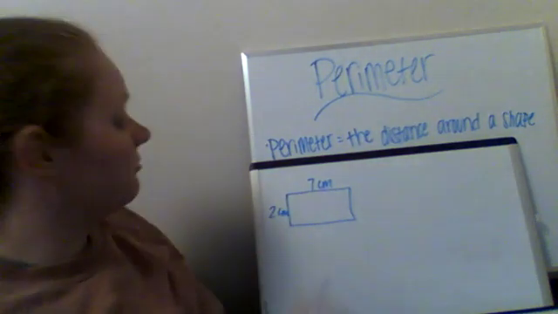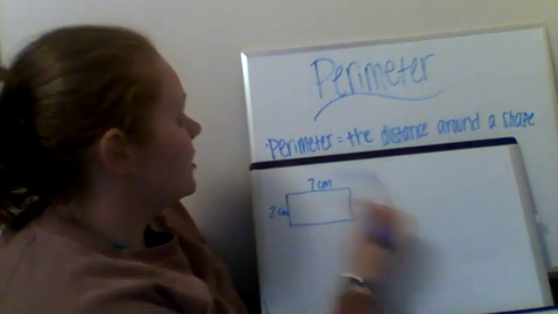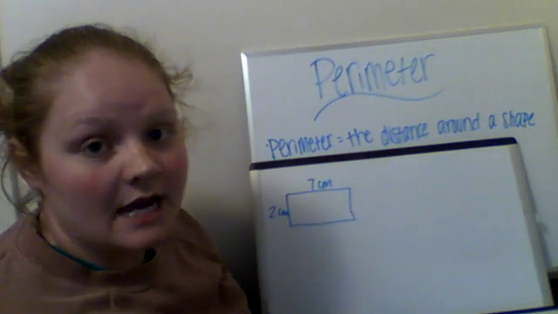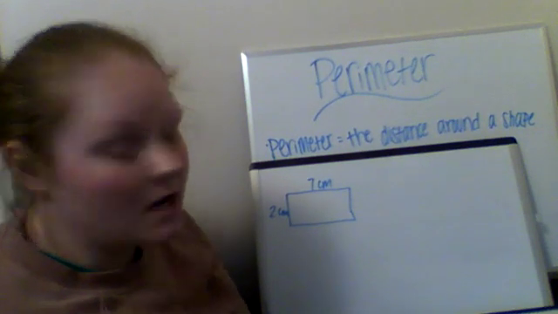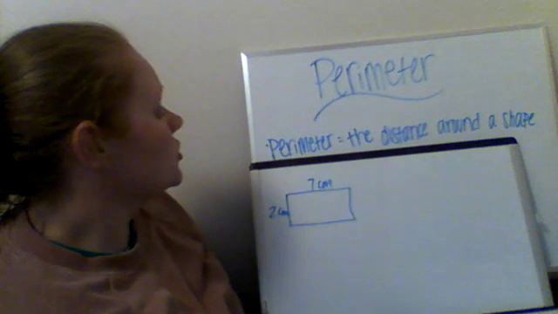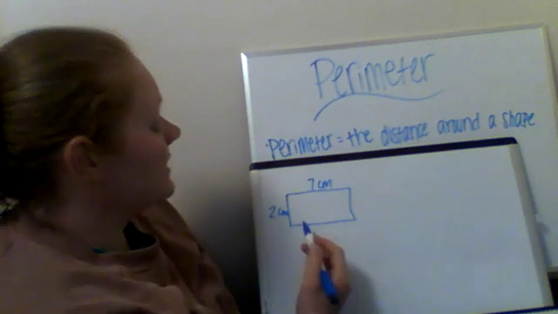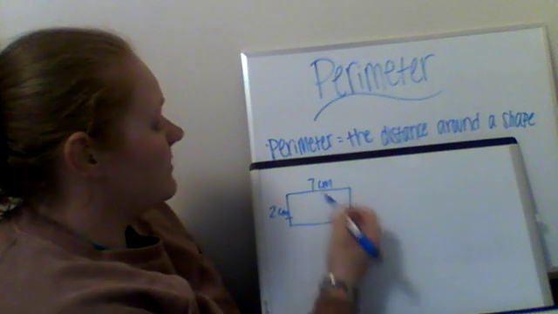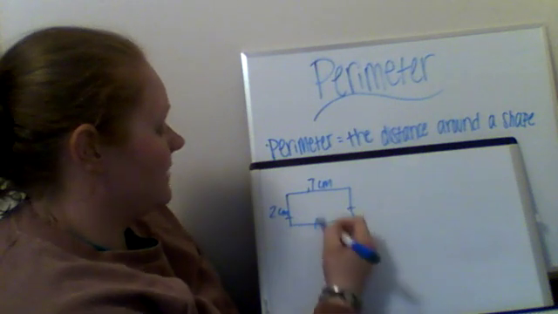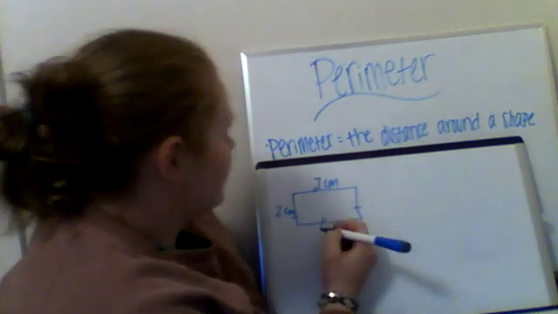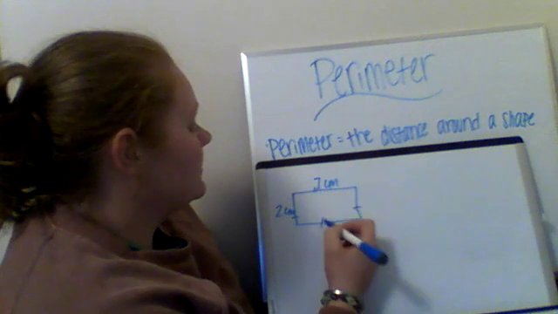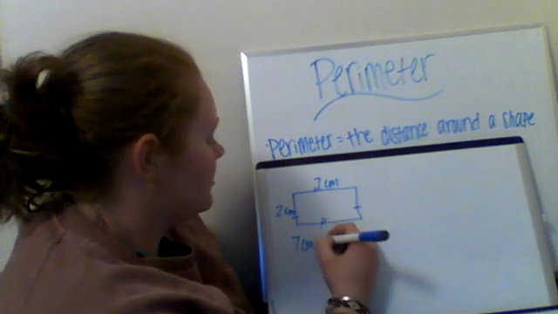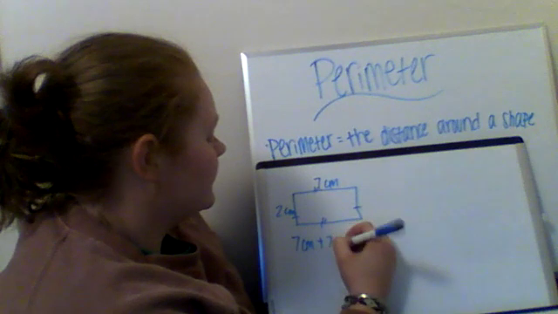Okay, so if perimeter is the length around the whole shape, I'm going to figure out what each side of my shape is based on length, and I'm going to add them up. Okay, so you should know that in a rectangle, these sides are going to be the same, and then these sides are going to be the same. Okay, so if I know these two sides are 7 centimeters, I'm going to put this down here. 7 centimeters plus 7 centimeters.